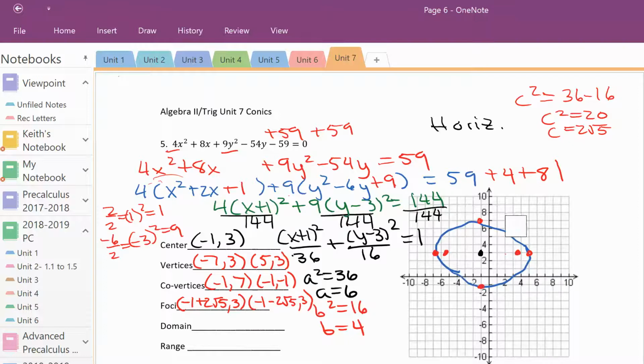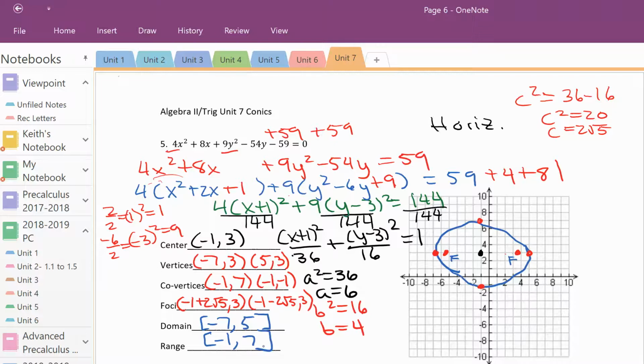That's a very good drawing, but you get the point. There's the foci. And then the domain is from -7 to +5. And then the range is from the bottom, -1, to +7.